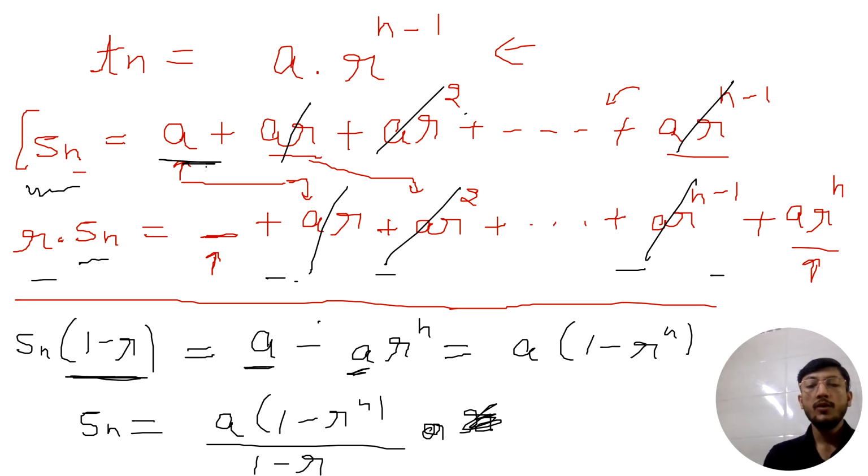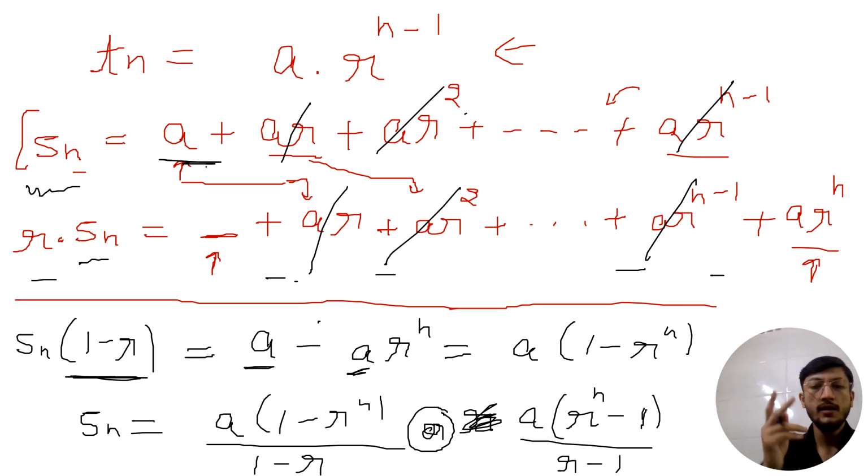Now, some books, what can they do? They just take one negative sign outside and adjust below. So this formula can also be rewritten as a(r^n minus 1) divided by r minus 1, because the minus sign, if I take it common from the numerator, can be adjusted in the denominator. So this is the formula.